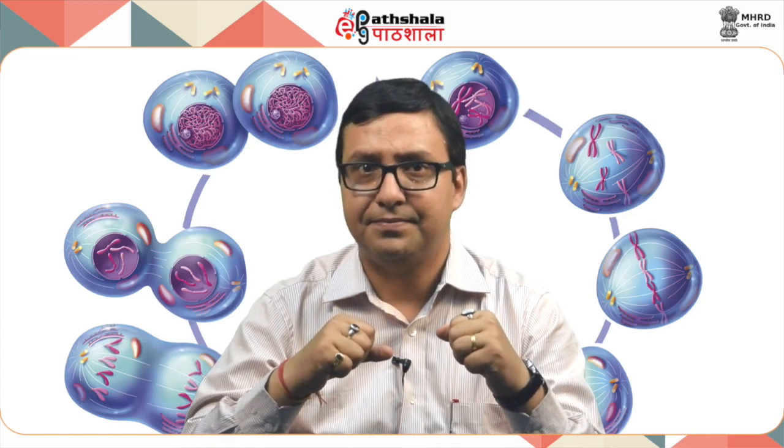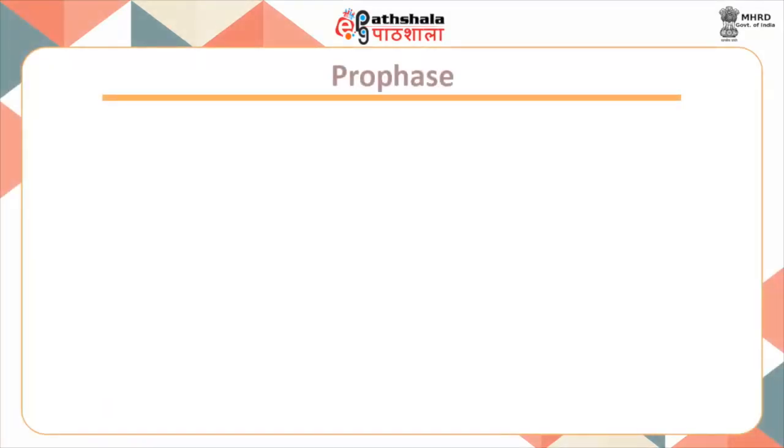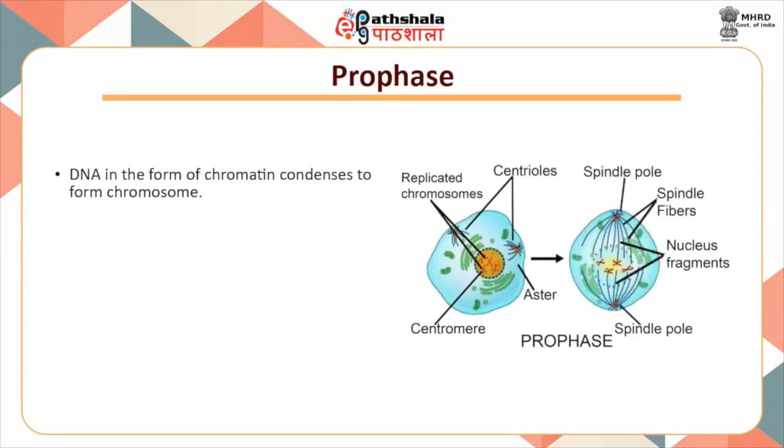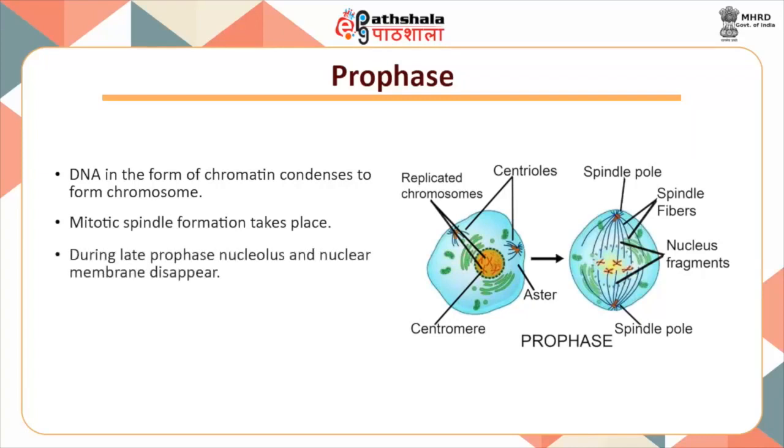Prophase, prometaphase, metaphase, anaphase, and telophase. We will discuss these stages separately in detail. First, we will start with prophase. During this phase of mitosis, DNA, which was earlier present in the form of chromatin, starts condensing to form chromosomes. Over half of mitosis is spent in prophase, a stage characterized by several significant occurrences.